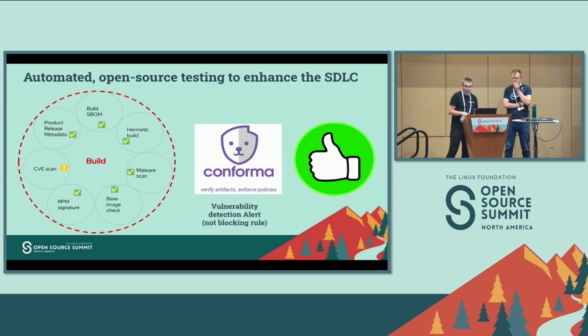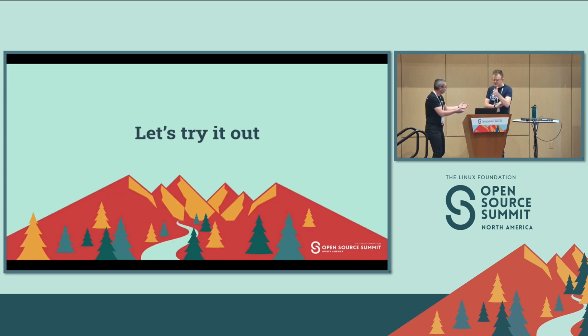Here we have another build, with another set of associated metadata. Here, everything is correct. Our predefined policy rules are met. As you can see, the CVE scan has an alert, but this one is not a blocking rule. That's why this particular build can still be released to production to customers. And now, Ralph, the stage is yours.